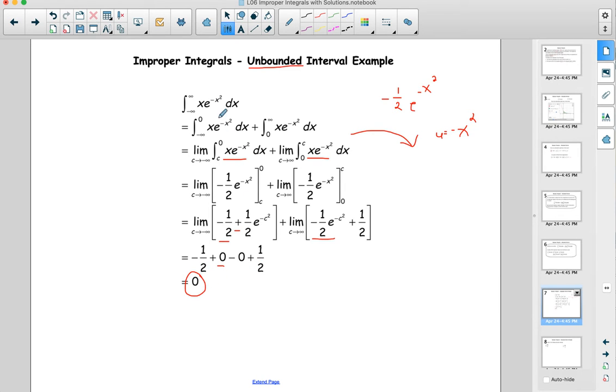Now, if you have time, you should take a look at the graph of this curve, because it looks like there's symmetry. The area from negative infinity to 0 is negative 1/2, so that area is below the curve.